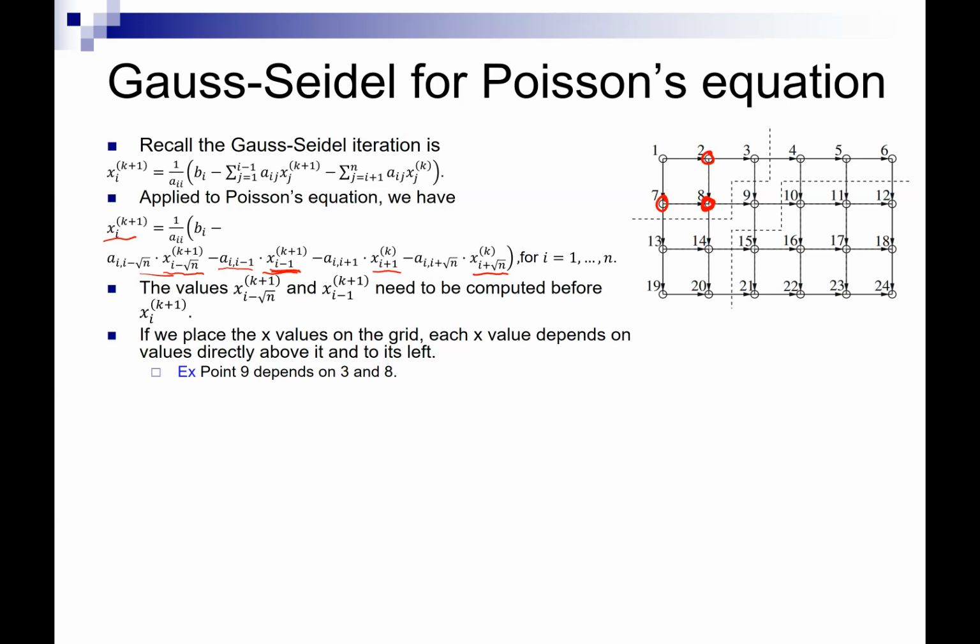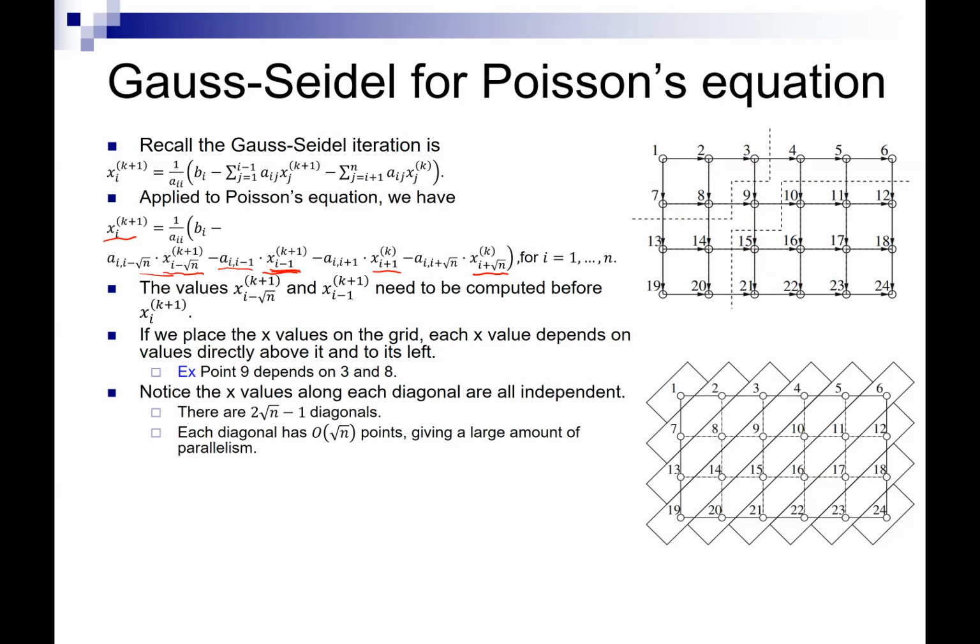In general, whenever you look at a node, if you're trying to compute the k plus first iteration value for that node, you need to know the value in the k plus first iteration for the node above and to the left. So that's what the dependencies are. If you draw them out, you have this grid of arrows over here. This shows all the dependencies we have in the computation.